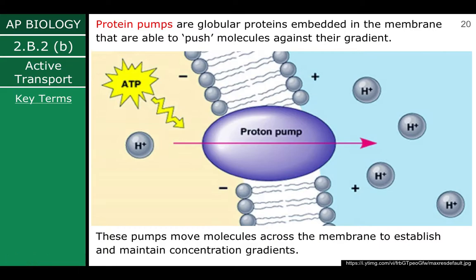Okay, so one type of active transport is through protein pumps, which are proteins embedded in the membrane that are able to push molecules against their gradient. So you can see here our hydrogen plus molecules are being pushed outside of the membrane.